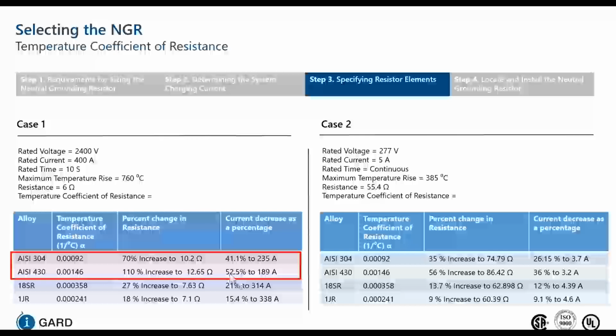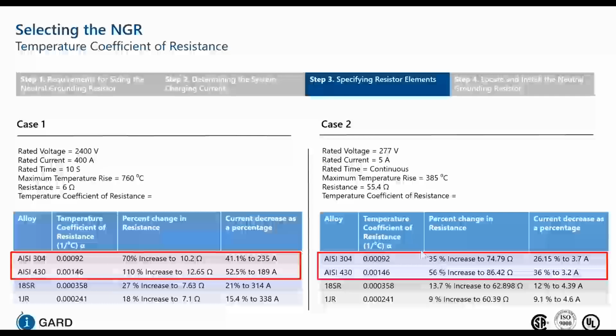And so you can see that these two fail the CSA test. And for the high resistance grounding system, the same two resistors change because their resistances increase from 55.4 ohms in a 277 volt, 480 volt system, 5 amps. The resistance has increased from 55.4 to 74.79, and the current decreased to 3.7 amps.